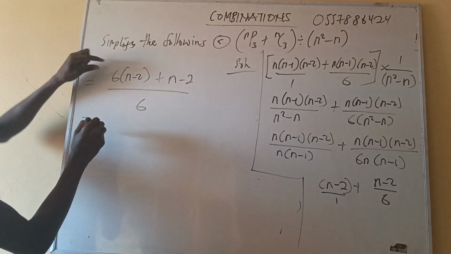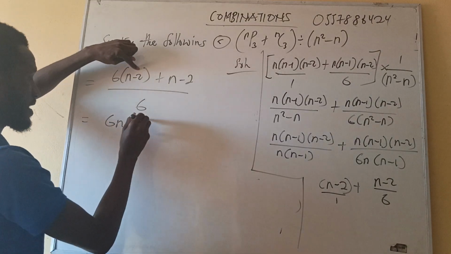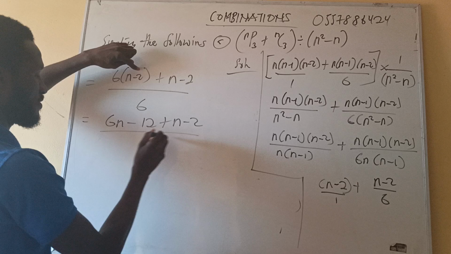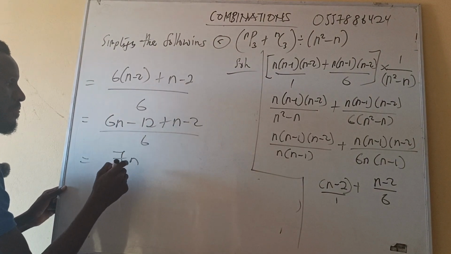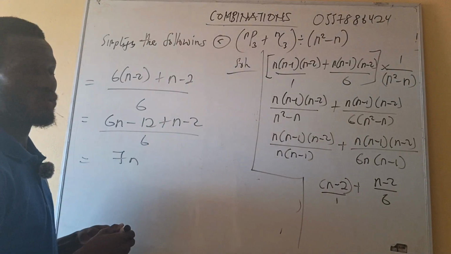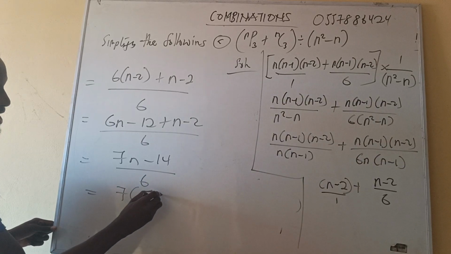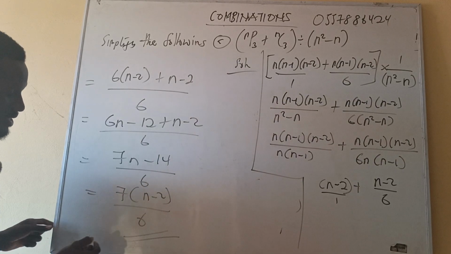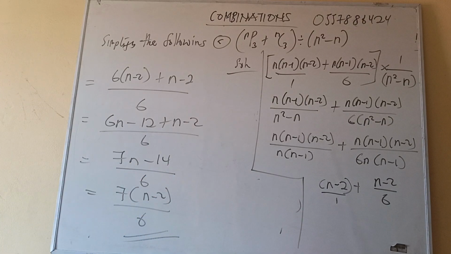Now, what's going to happen here? Let's expand this one. You have 6n, and 6 times minus 2 gives minus 12, plus n minus 2, all divided by 6. So we're going to have 6n plus n giving 7n, then minus 12 minus 2 giving minus 14, all divided by 6. So this is the answer. It is so simple. Factorize the 7 out, and I'm going to get 7 into brackets, n minus 2, divided by 6. Now, this is so simple.